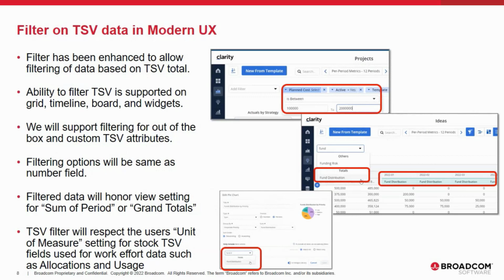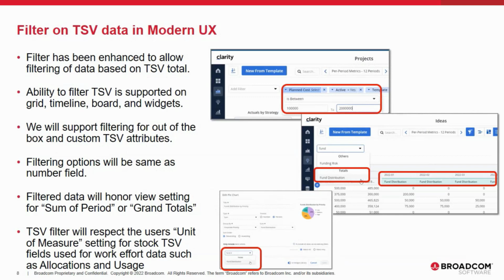TSV filter will respect the user's unit of measure setting for stock TSV field. For example, if the user has the allocation or usage set in either days or hours, then when filtering for those, we will respect and search the number accordingly. For example, if the user has a setting for hours and their work week is 40 hours and we search for 40, then we will find any user that has 40 hours for that week.